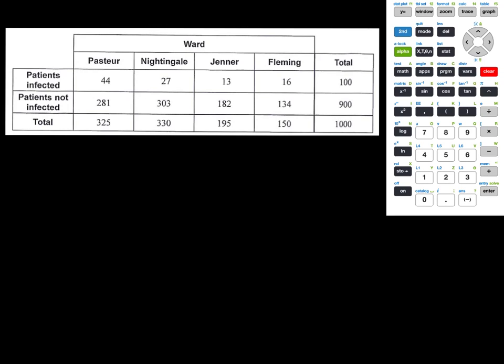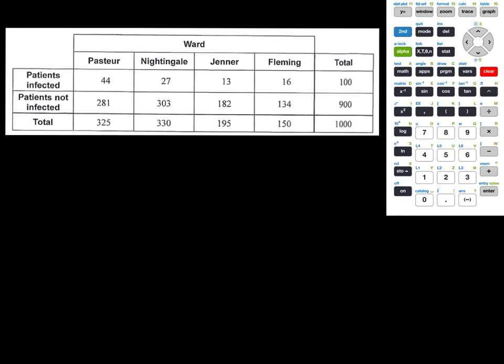In question 6, you've been given information about 1,000 patients in 4 hospital wards, and you're trying to establish whether the chance of the patient becoming infected during a stay is independent of the ward. So you've been given this data here, and hopefully you can recognise that you're going to have to use the chi-squared test to investigate whether we can accept the null hypothesis or not.